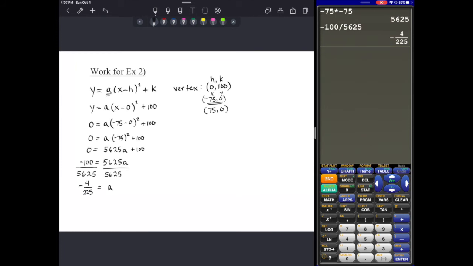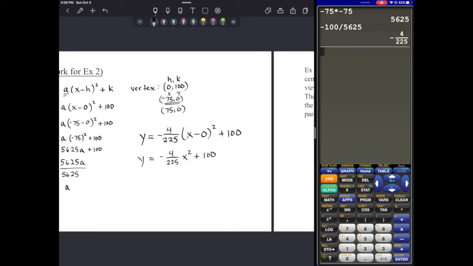So what's that mean? Well, our equation should look like this. y is equal to negative 4 over 225 times the quantity of x minus 0 squared plus 100. Or simplified, that would be y is equal to negative 4 over 225 x squared plus 100. Okay, let's move on to another one.